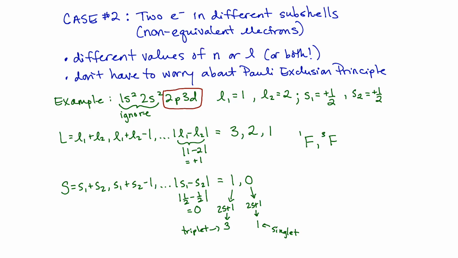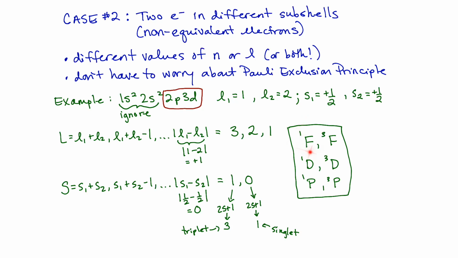Then for L equals 2, that's our D letter, so we'll have a singlet D and a triplet D. For L equals 1, we have our P letter designation, so we get a singlet P and a triplet P. So there are the 6 options for possible term symbols for the 2p3d example. This would be the approach you would use for any situation where you have 2 electrons in different subshells. The key is that we don't have to worry about the Pauli exclusion principle or about pairing our electrons, so it makes life a little bit nicer.